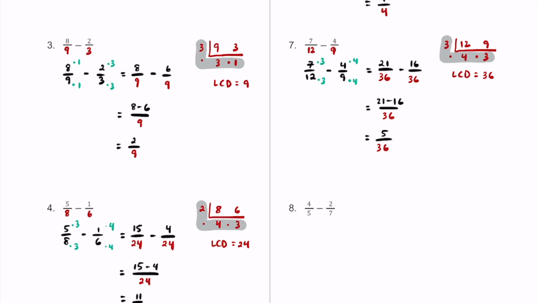For number 8, we have 4/5 minus 2/7. So again, let's see if we can find out when these two numbers meet for the first time. Now 5 and 7 have nothing in common, so we're just going to have this 1, 5, and 7 on the outside here. And when they had nothing in common, or their GCF was 1, you really can just multiply 5 times 7 together to get the LCD, which is going to be 35.